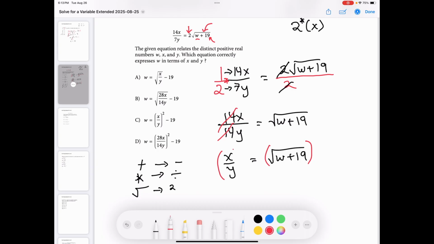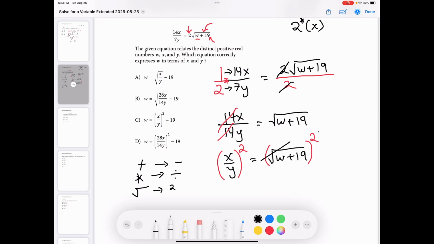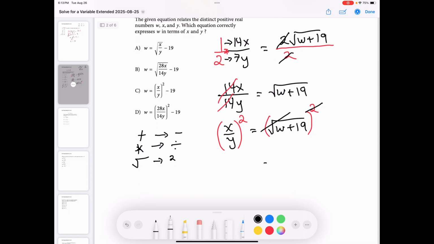I'm going to include this parentheses, right, to make it less messy. Okay, and I'm squaring both sides. So that means the square root can cancel out with that squared term, okay? Which means I'm left with w plus 19 on the right, and on the left, I'm left with x over y squared. Okay, we're almost there.